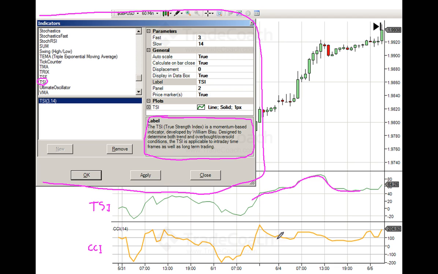Now, also if you were making a comparison like that, obviously you'd want them both set at the same period, wouldn't you? You'd want them looking at the same amount of candles. So CCI set at 14, and the TSI was set at 14 as well.